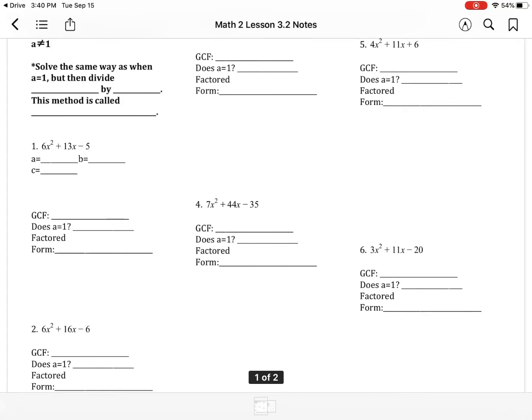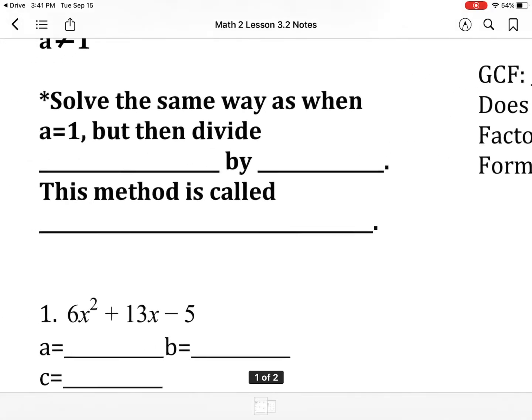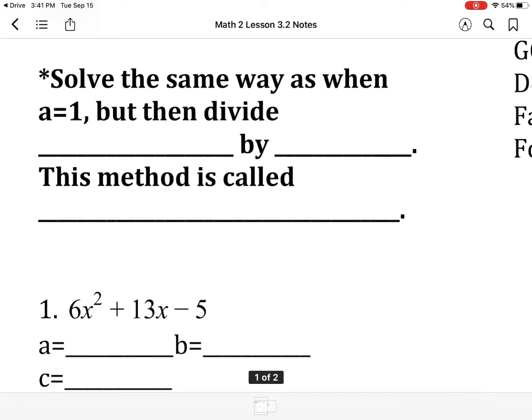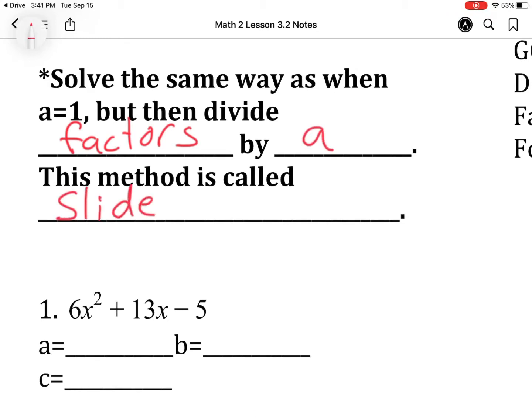The method that I'm going to teach you, if your A does not equal 1, is called slide and divide. So solve the same way as when your A equals 1, but then divide factors by A, which is called slide and divide.